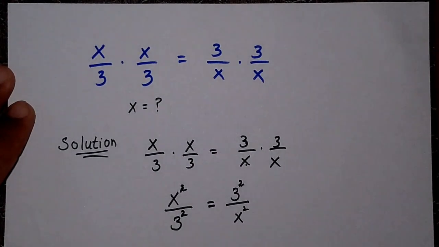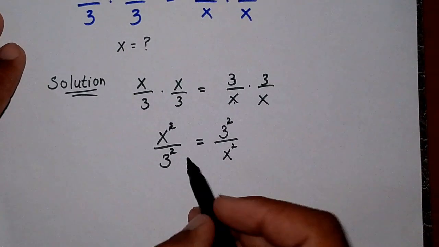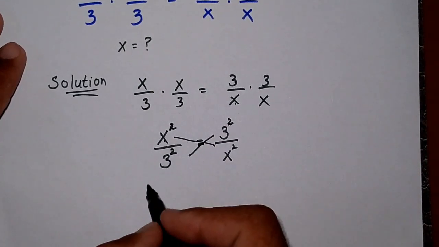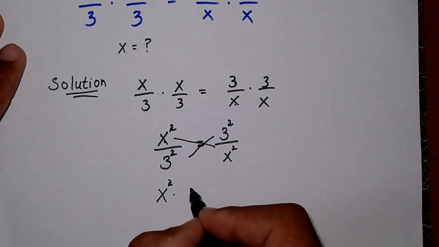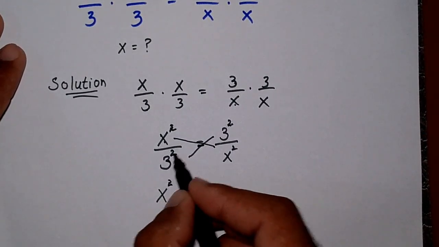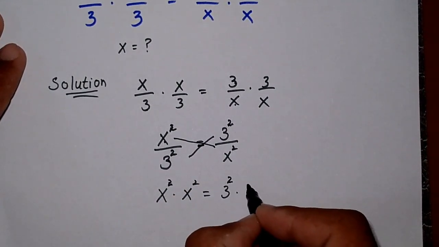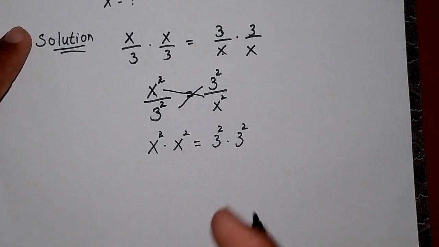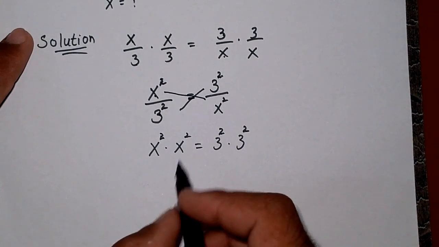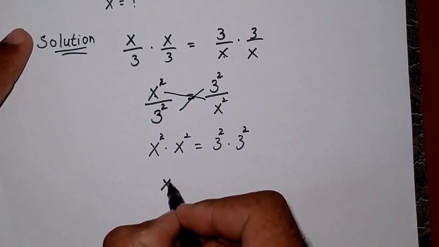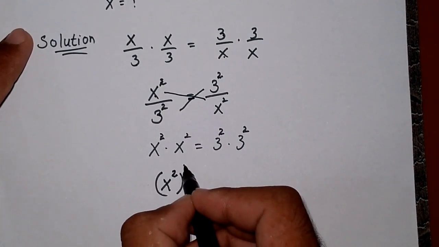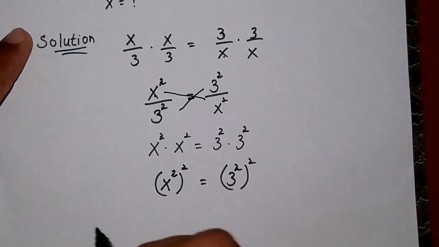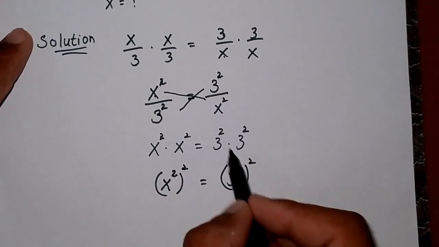Now to solve this interesting question, we have to cross multiply. So by cross multiplication, x square times x square is equal to 3 square times 3 square. Now in the next step, this is also in the form of x square to the whole square is equal to 3 square whole square, because this and this are the same.